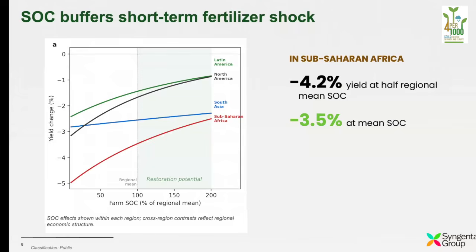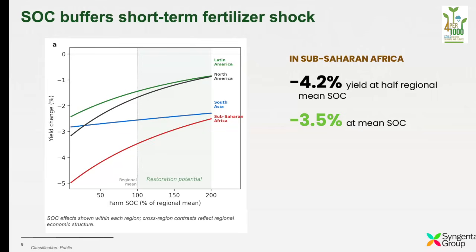So now let's zoom in to scenario A, the pulse. You can see here, we now are looking at the farm scale and considering within each region, if you have more or less soil organic carbon relative to the regional mean, how does that supply shock impact yield on any particular farm? So the effect is strongest in sub-Saharan Africa, and the buffering effect is weakest in North America, Latin America. Europe is very similar.